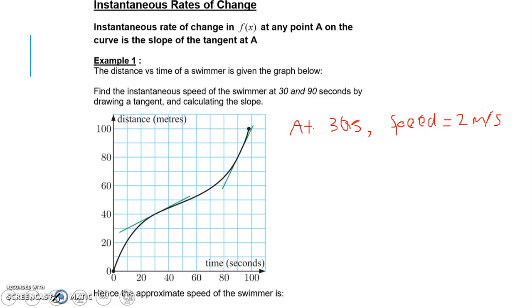Whereas at 90 seconds, the gradient is, oh sorry, the rise is only 1 and the run is 2, so it's half. It's 1 over 2. Whereas the speed at 90 seconds is a rise of 2 and a run of 1. So the speed at 90 seconds is 2 meters per second.